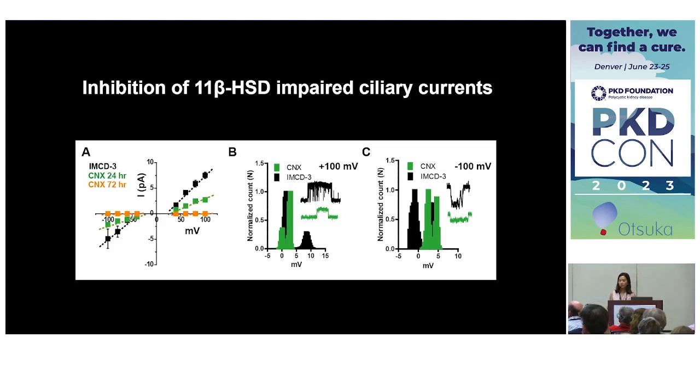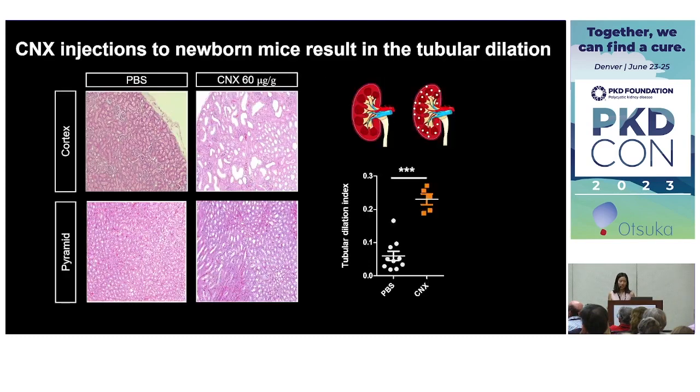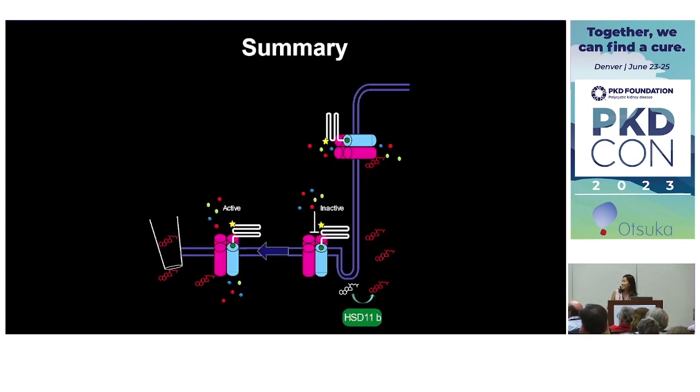To find the physiological meaning of this study, we injected carbenoxolone to newborn mice using IV and IP injection. And we found that carbenoxolone injections result in significant tubular dilation in the mouse at early stage, around P17. So here's a summary of my study.